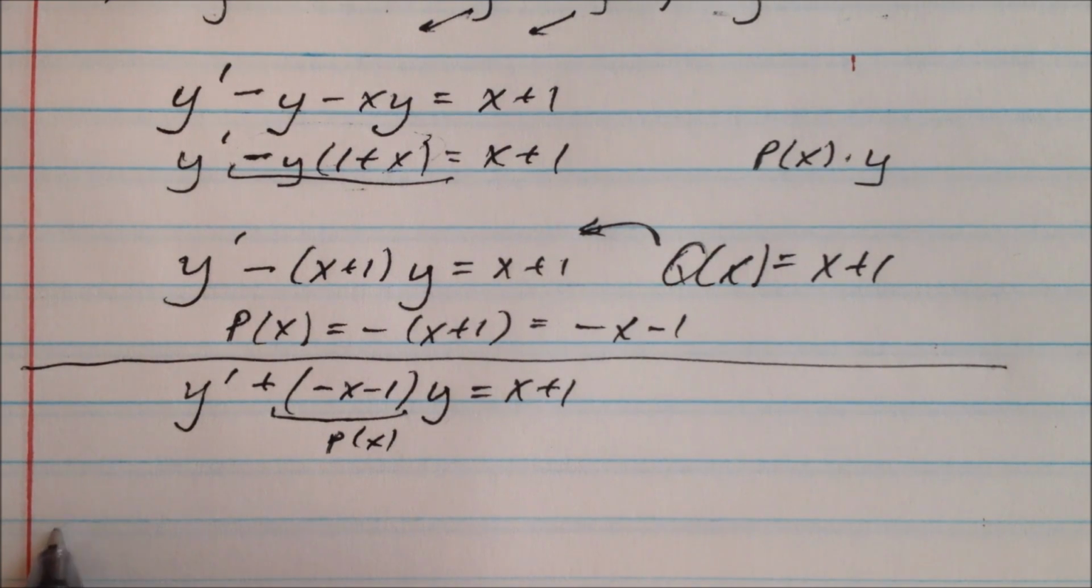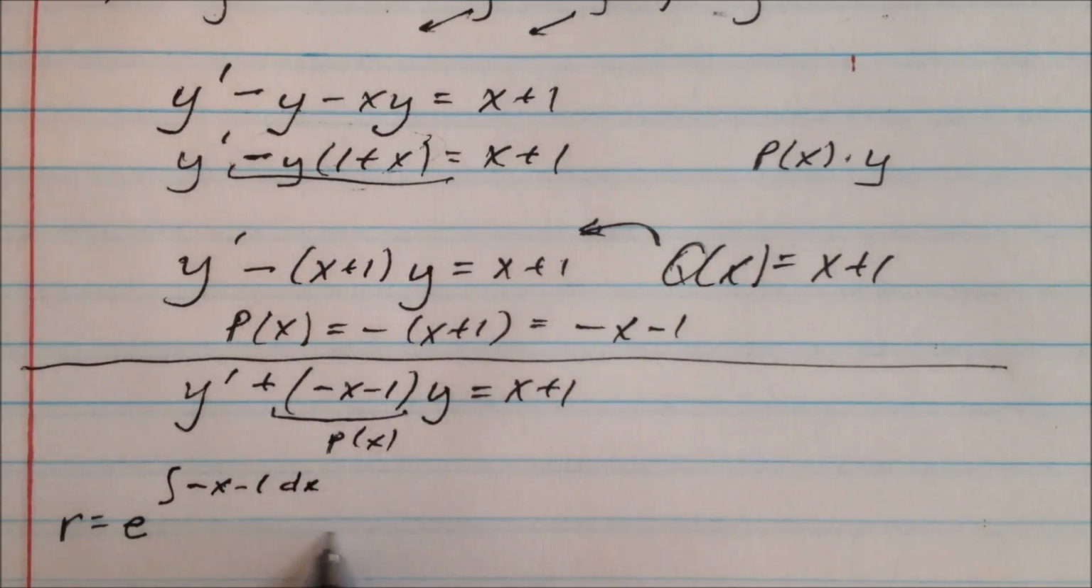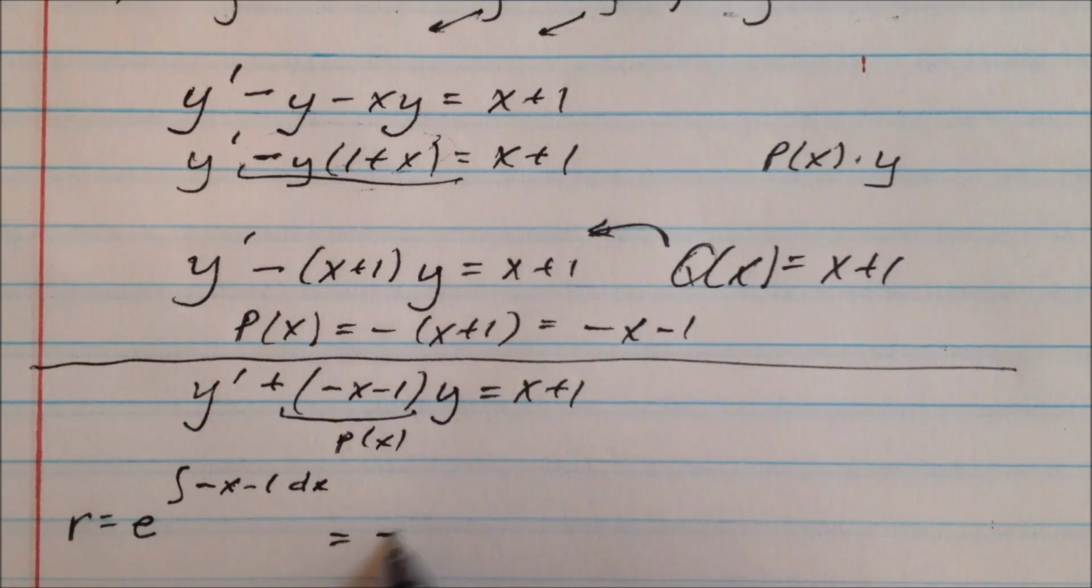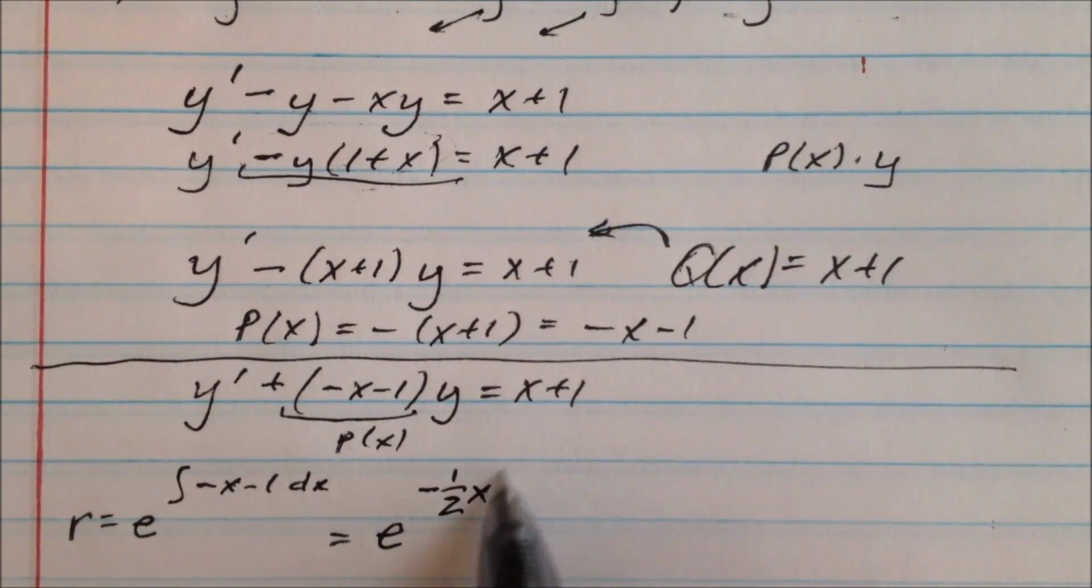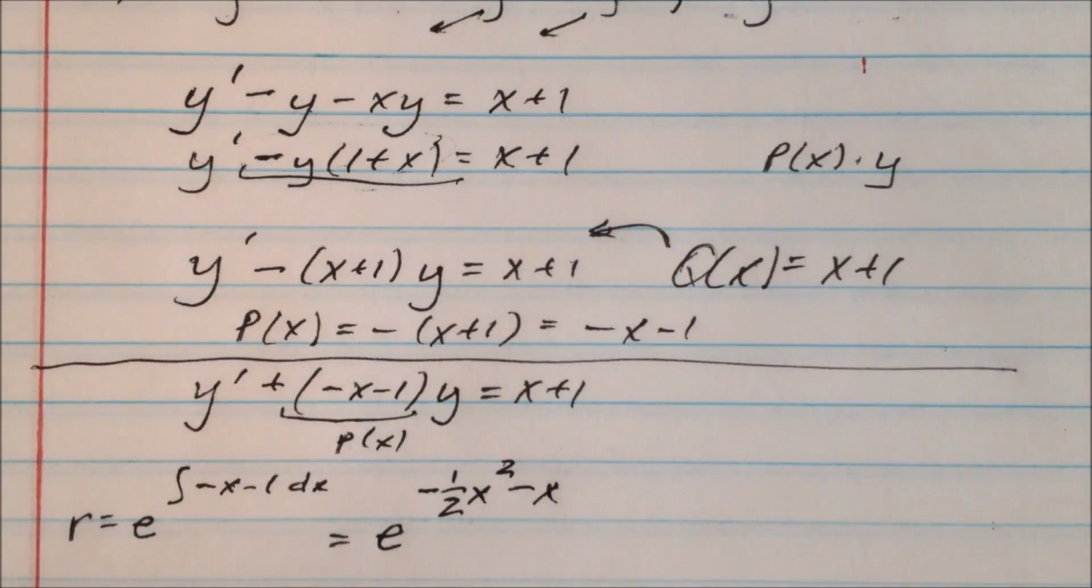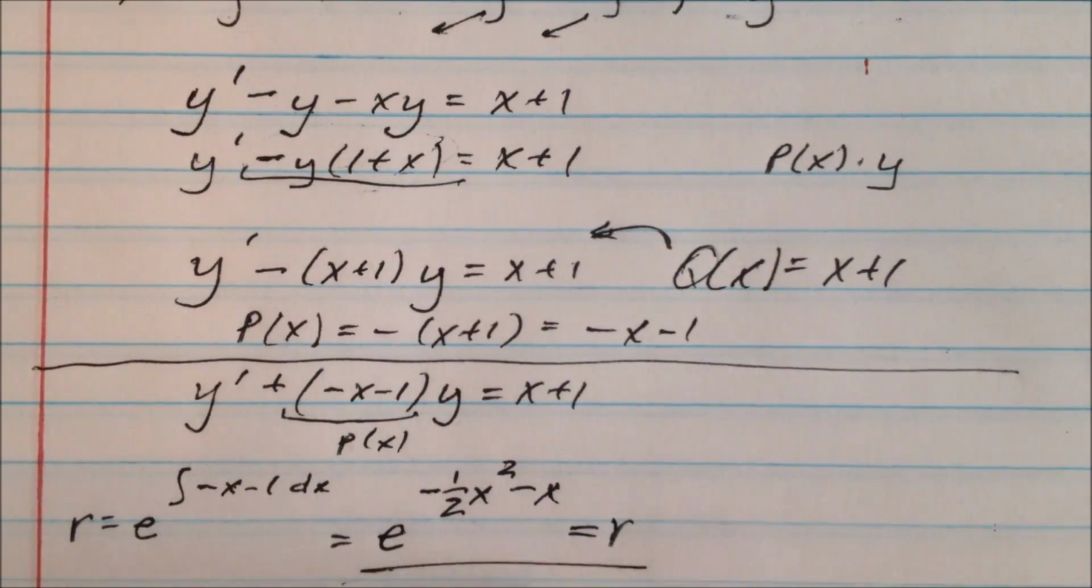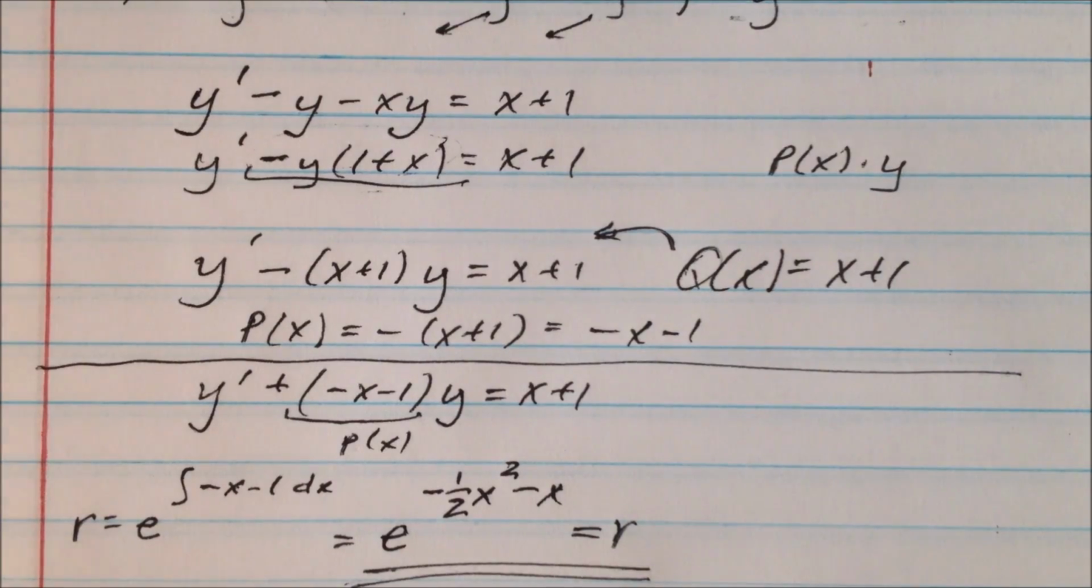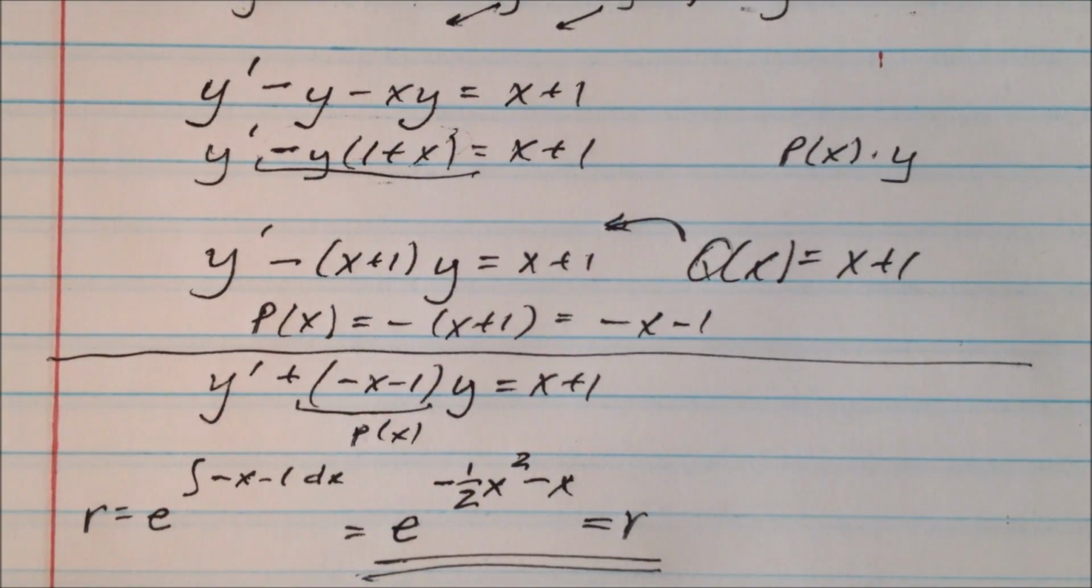So my integrating factor, r, is going to be e to the power of the integral of negative x minus 1 dx. Okay, well, when we do this, I get e to the power of negative 1/2 x squared minus x. And this will be my integrating factor, which kind of looks ugly, but let's just keep going and see what happens.